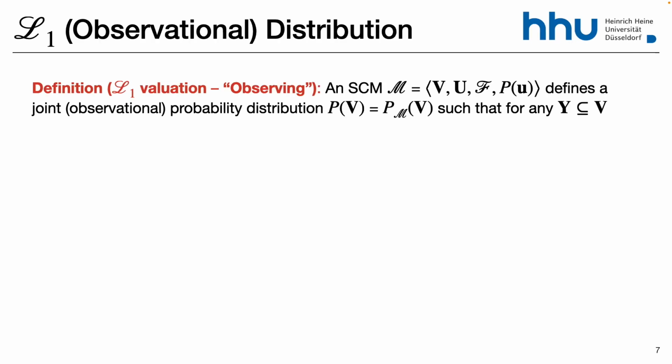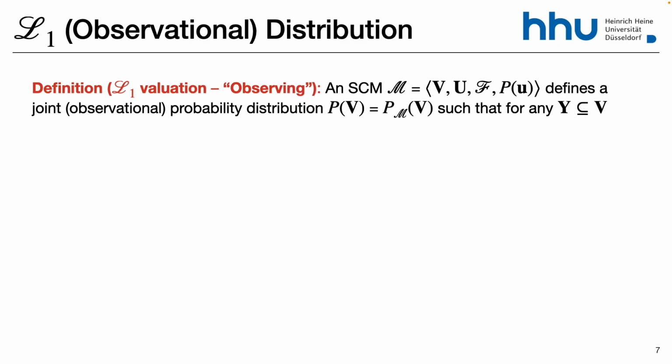Okay, so that's just a formal definition of what's L1 valuation, or observing. So basically for an SCM, that's how we defined SCM last time. It's just a tuple, remember? We have a set of variables V observed, U unobserved, a set of functions, and the probabilities of U.